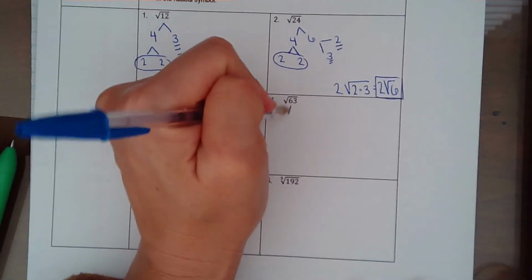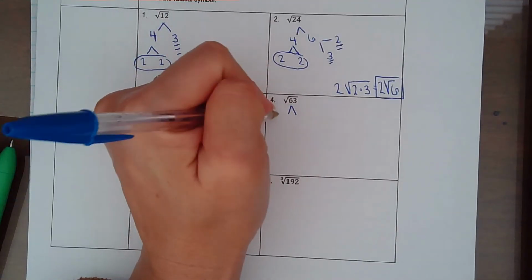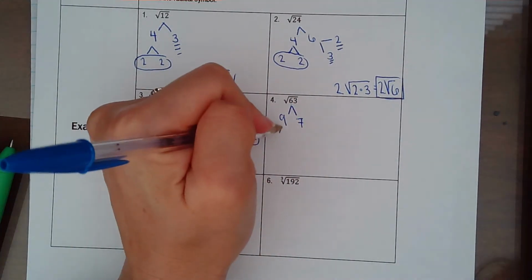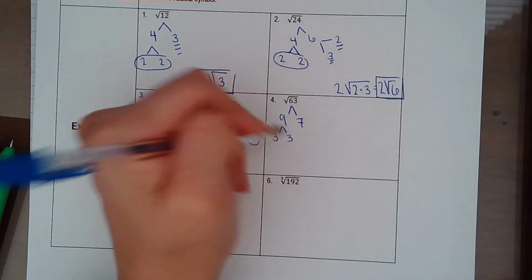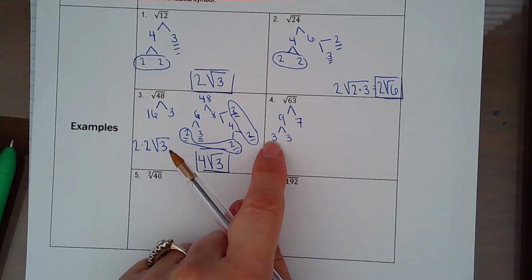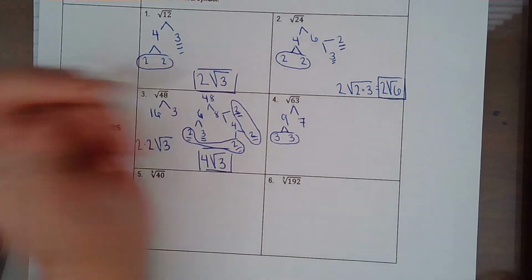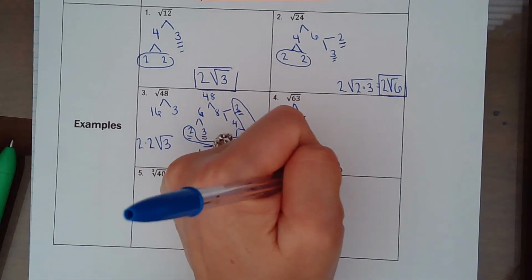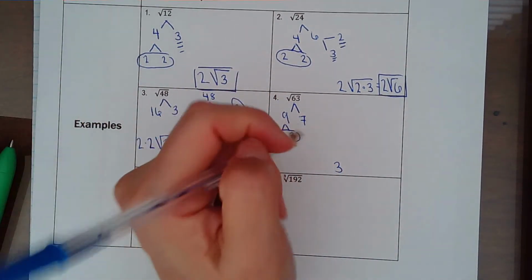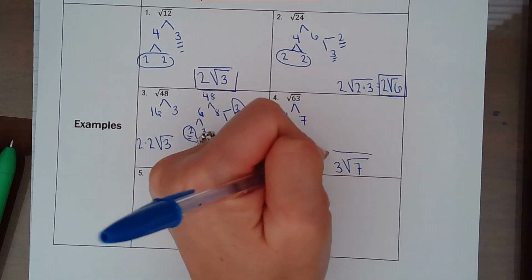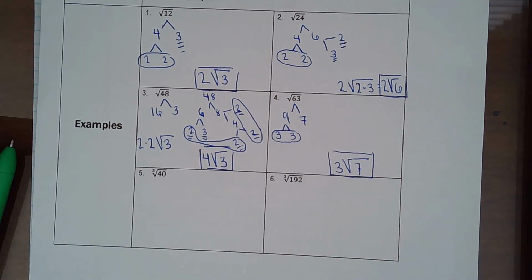And then we will do 63, which is 9 and 7. All right, well, the square root of 9 is 3. Which I didn't have to factor that out, but I just went ahead and did it anyway. So that little buddy, the pair, would come out because it's still square root. And then the 7, which can't be simplified any further, would stay inside.